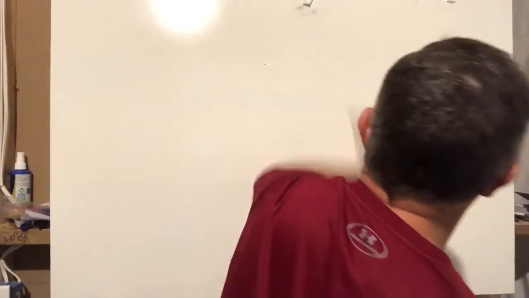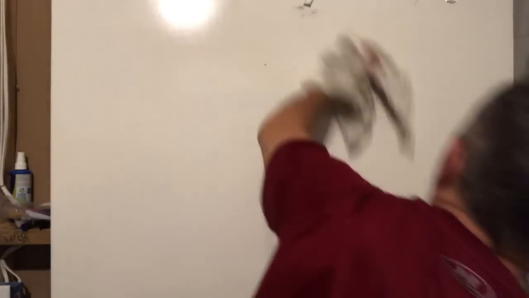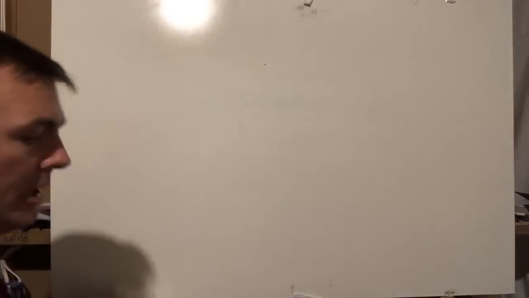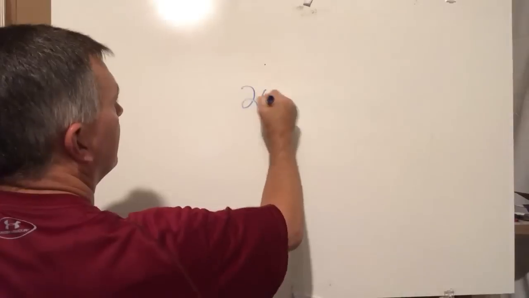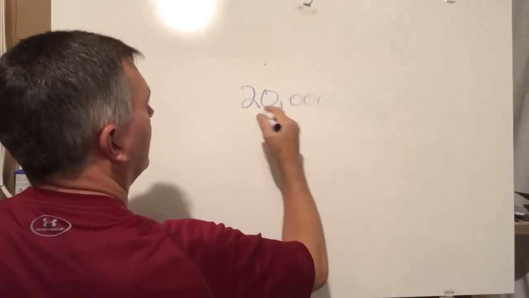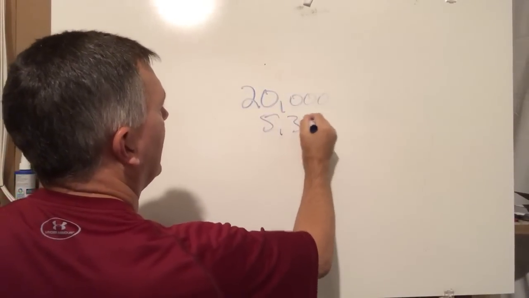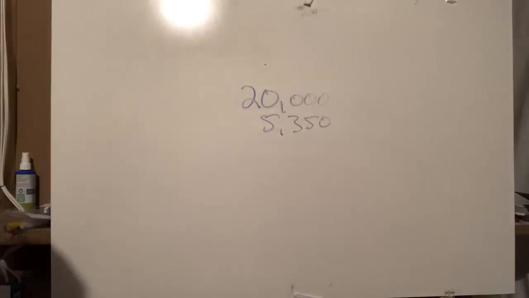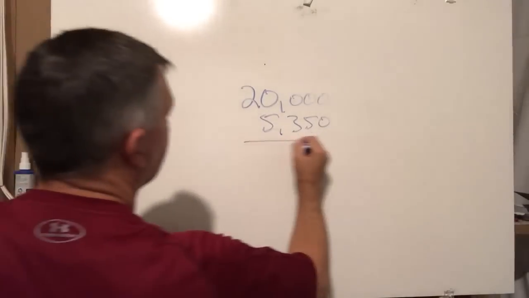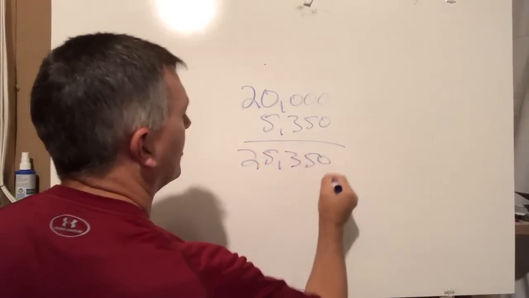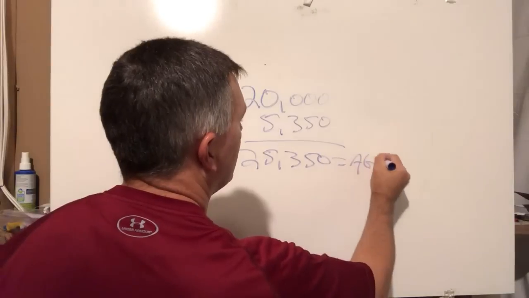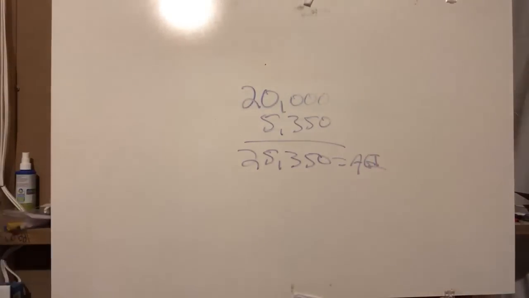And what we're going to do is erase all that. We have $20,000 coming from her IRA, and we got 5,350 as her amount of Social Security income subject to taxation. All right, so we got 20,000 from an IRA, and 5,350 of her Social Security that's subject to taxation, which gives us 25,350 as AGI. That's her adjusted gross income.